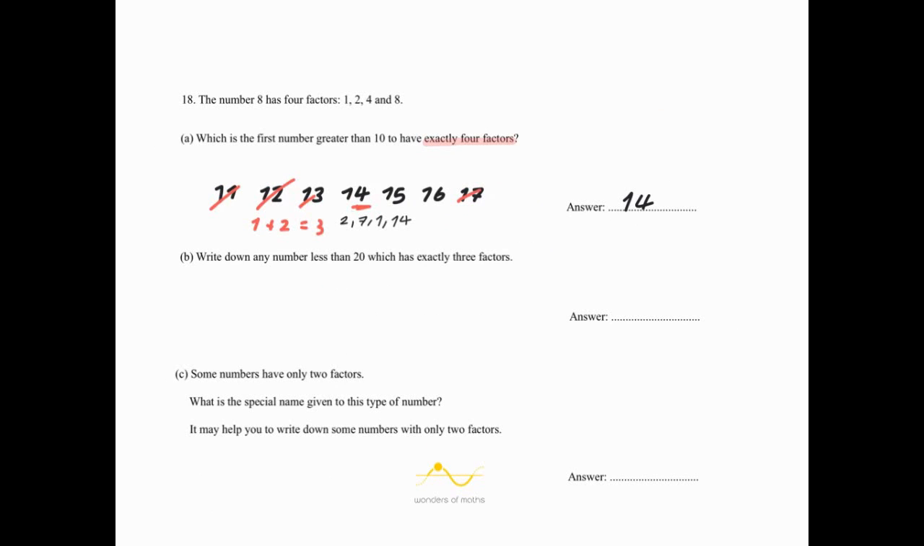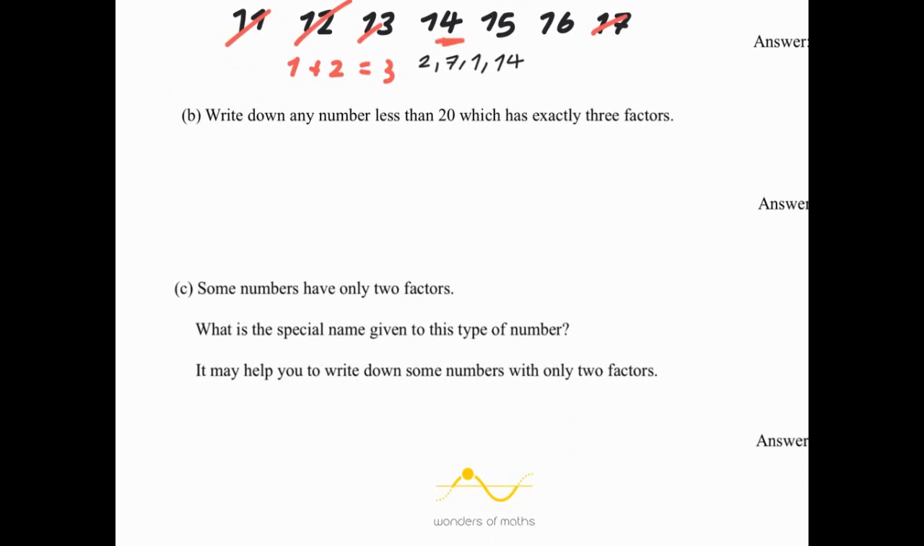Now you may have noticed that 15 also has exactly 4 factors. This is again why we should ensure that we know exactly what the question is asking. We have identified 2 numbers above 10 with exactly 4 factors. These are 14 and 15. The key word in the question here is first. We need to identify the first number above 10 to have exactly 4 factors, which means that our answer of 14 is correct. Now moving on to the second part of the question.